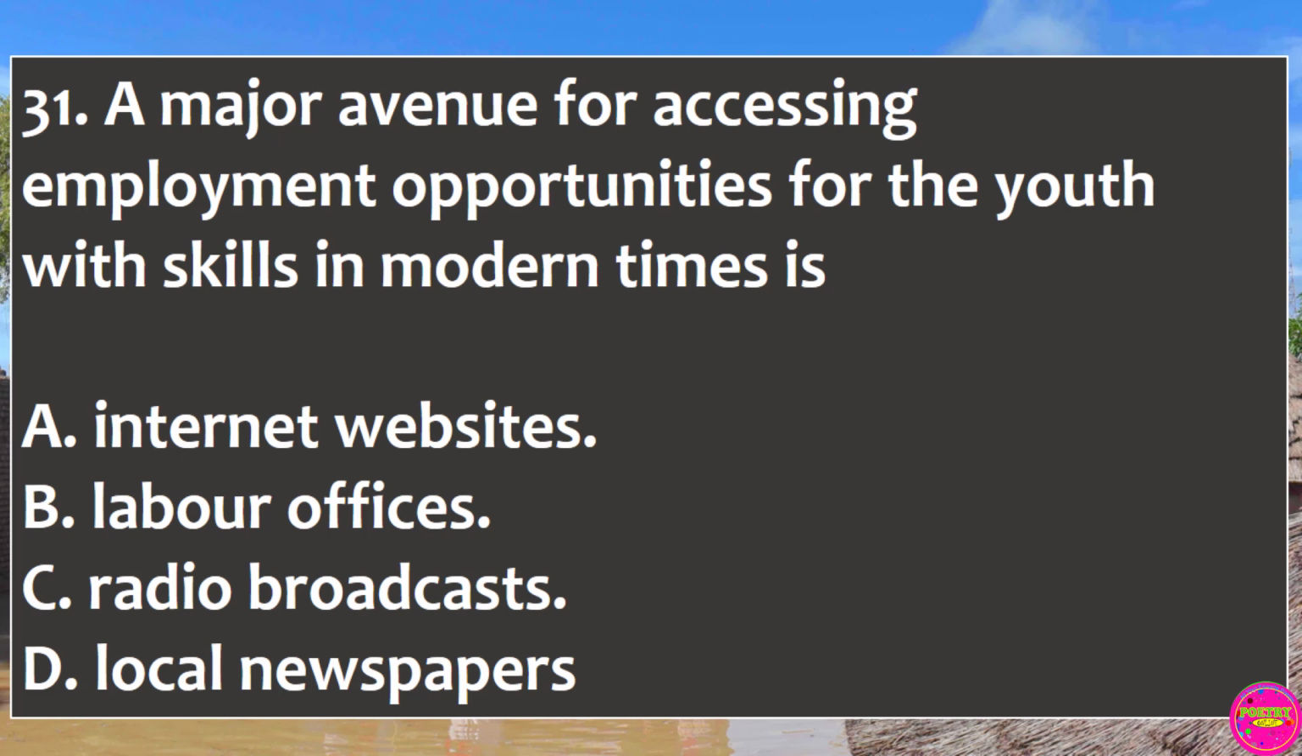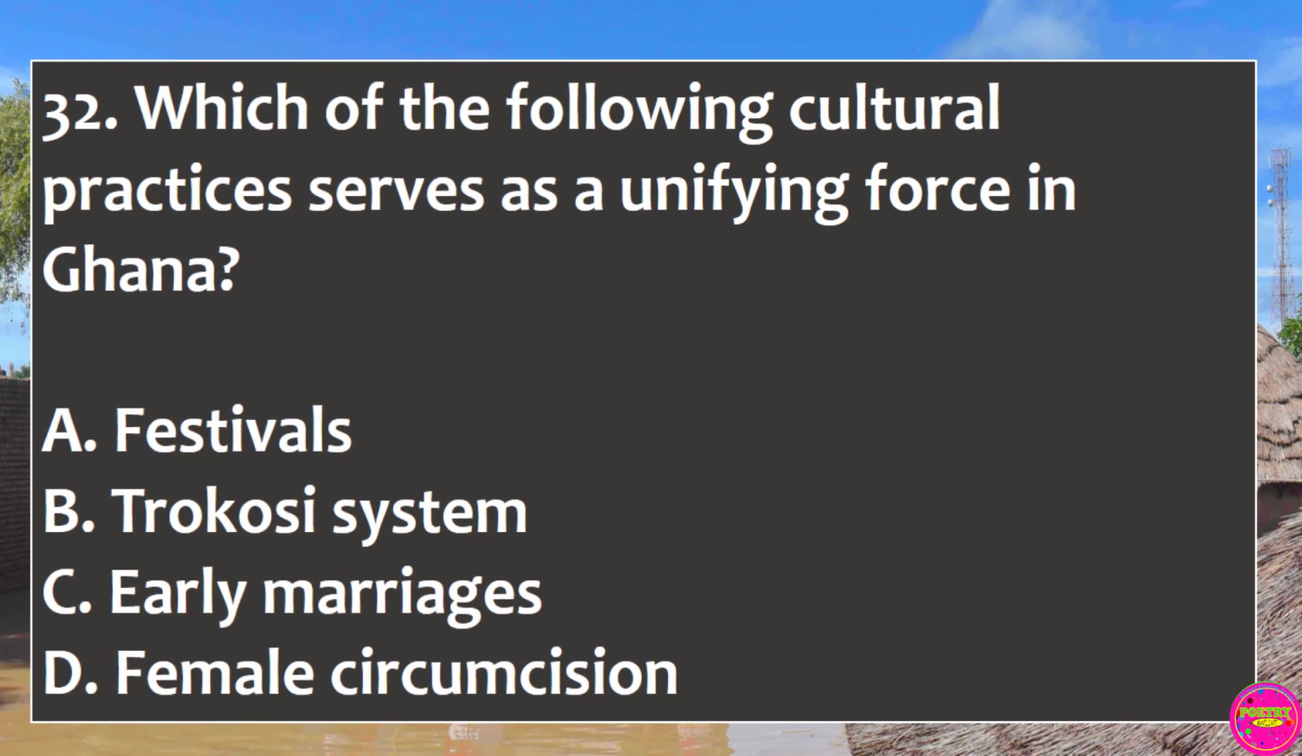Question 31. A major avenue for accessing employment opportunities for the youth with skills in modern times is A. Internet websites, B. Labor offices, C. Radio broadcast, D. Local newspaper. The correct answer to this question is A. Internet websites.